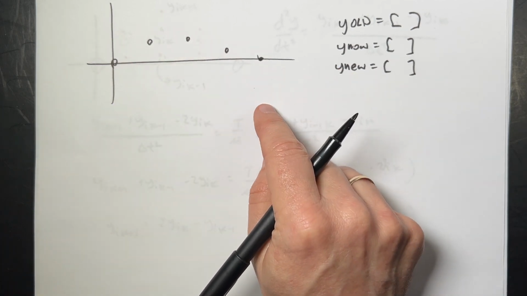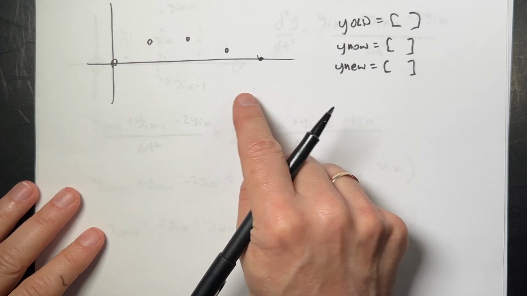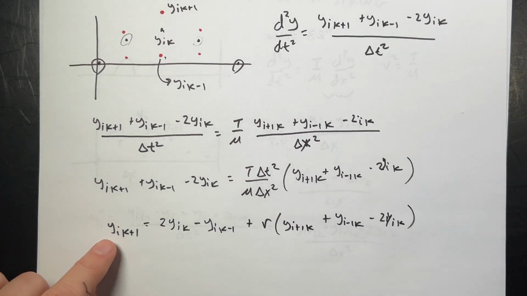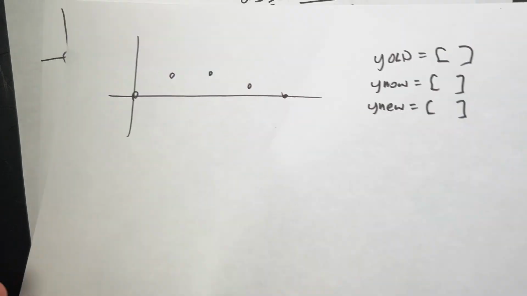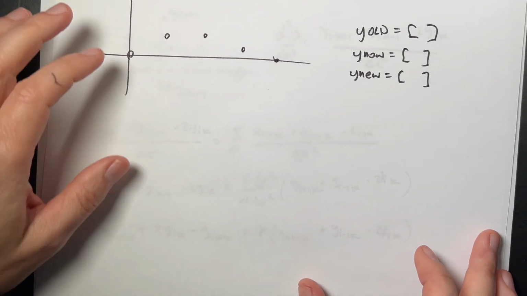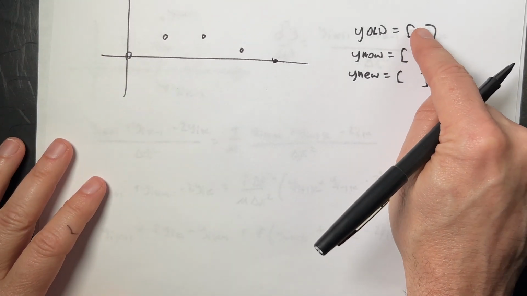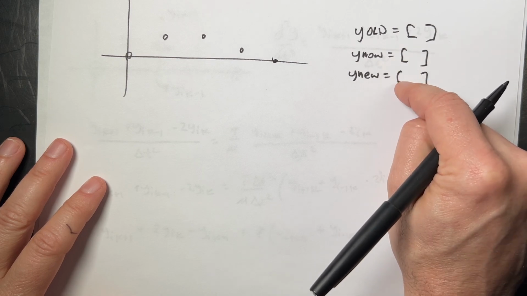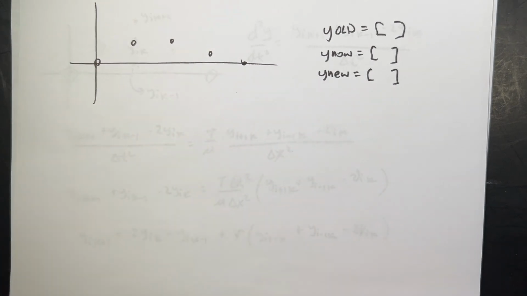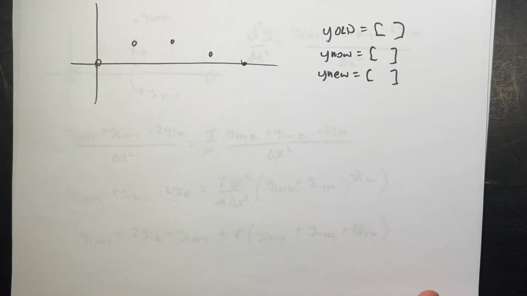Okay. And then what I'm going to do is go through my list. If I know now and old, I can use this equation to find my y new. And then once I do that, I'm just going to make my old equal to my now and my now equal to my new, and then do it again. Right? So I need to know where they were before. I can find out the new values and move on with my life, and it's going to be great.